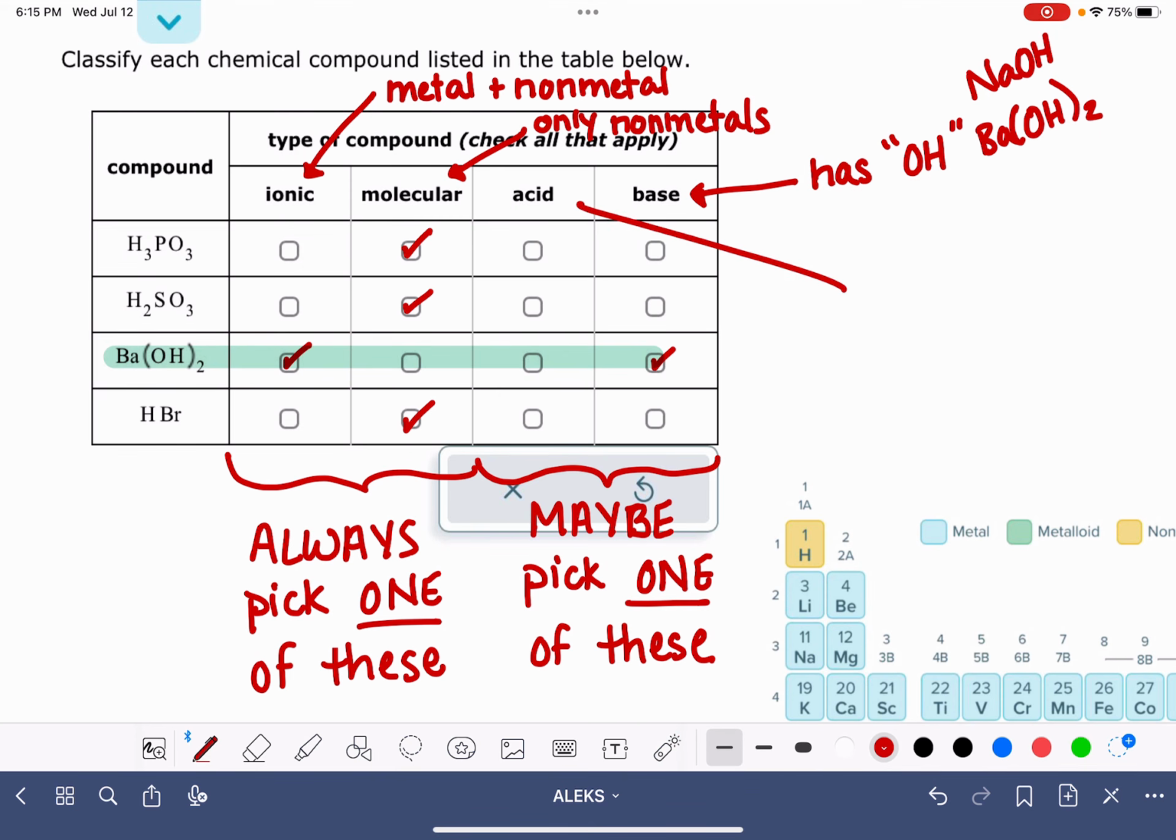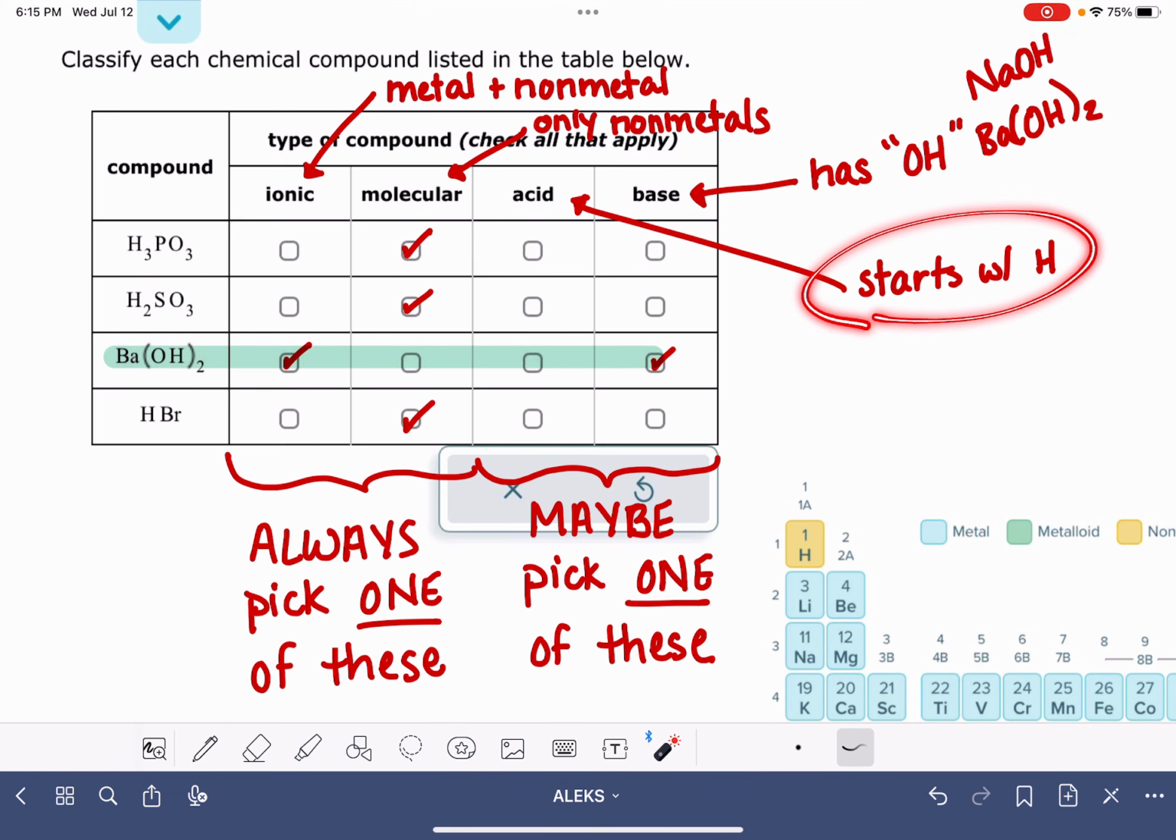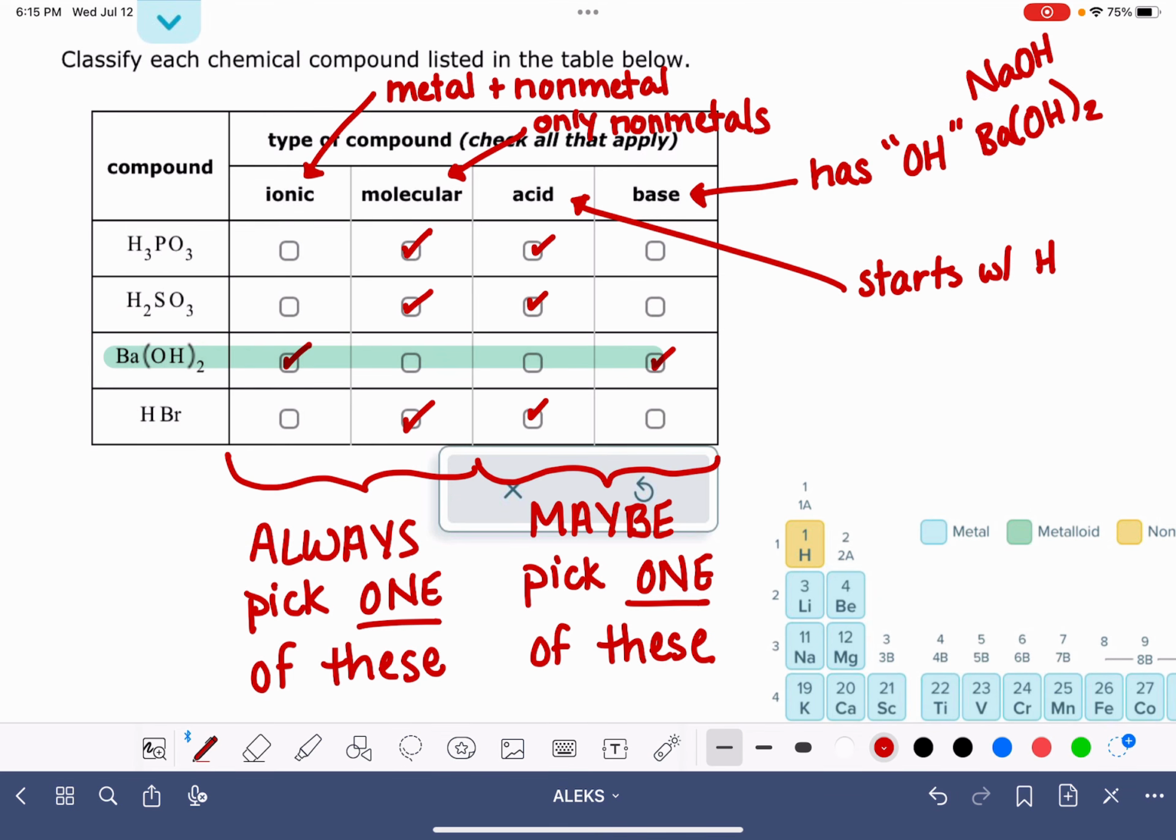An acid, I'm going to give you also a very narrow definition, is one where the formula starts with hydrogen. Again, that's another super narrow definition. It is not going to always work, but it's going to work for this ALEKS problem. So what do I mean by that? The hydrogen is the first thing in the formula. Those are all acids.